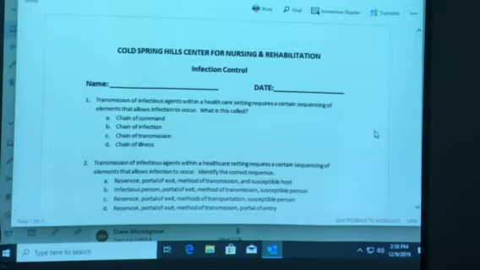Question number 2. Transmission of infectious agents within a healthcare setting requires a certain sequencing of elements that allow infections to occur. Identify the correct sequence. A, reservoir, portal of exit, method of transmission, and susceptible host. B, infectious person, portal of exit, method of transmission, susceptible person. C, reservoir, portal of exit, method of transportation, susceptible person. D, reservoir, portal of exit, method of transmission, portal of entry.